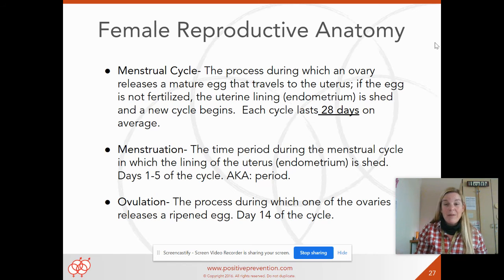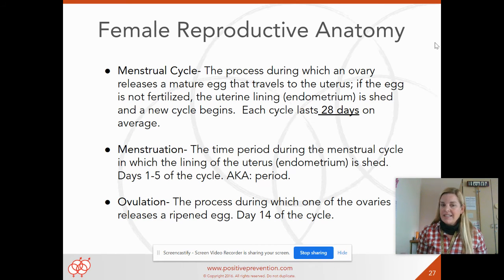Okay, so how do we know we're starting a new cycle? Day 1 is when we start menstruation. Menstruation is the time period during the menstrual cycle where the lining of the uterus or the endometrium is shed or discharged from the body. So some females say that it's when they have their period. Okay, it's the menstrual period.